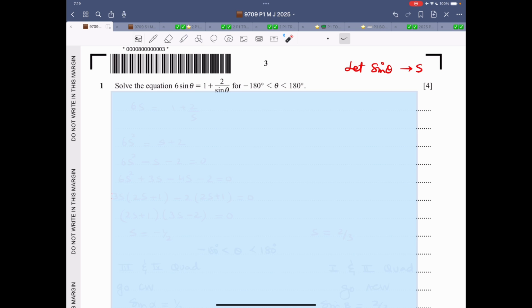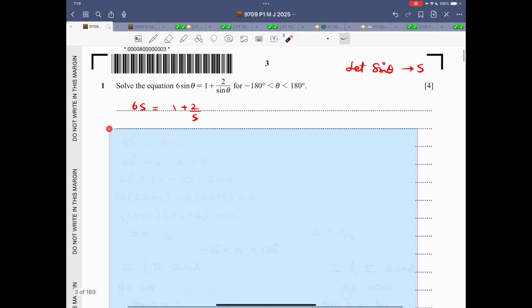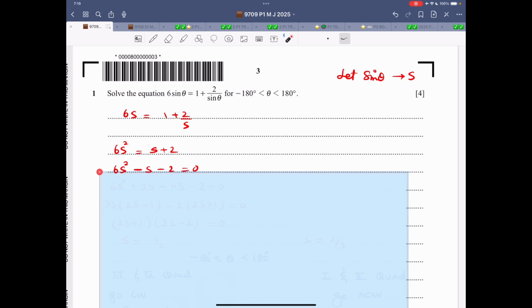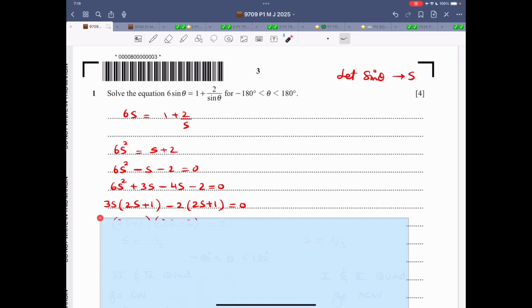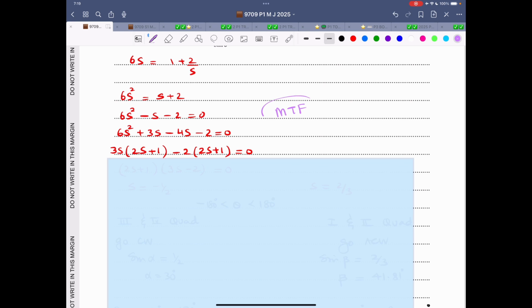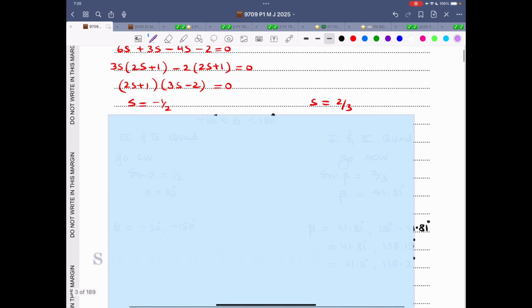So let's look at the working. The first thing is, let sine theta equal s, and then we have 6s squared equals s plus 2. Now this is all basic working: multiplied throughout by s, you get this quadratic equation, which is factorizable. This is middle term factorization. You get two factors, and then you get sine equals negative half.